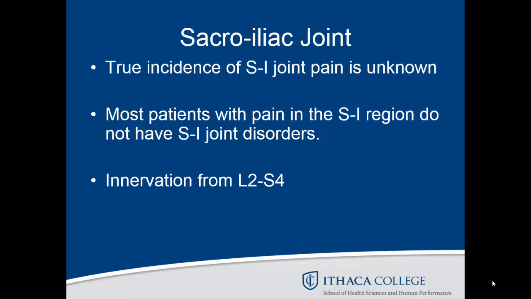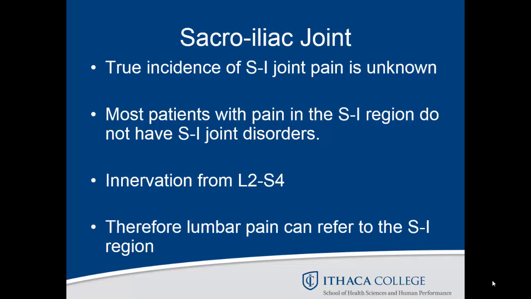One of the reasons that patients that have lumbar spine pain or dysfunction present with pain over the SI joint is the SI joint is innervated from the nerve roots L2 to S4. And so based on that, it's easy to see how a patient can have referred pain from the lumbar spine but be experiencing the pain in the buttock or SI joint region. And so lumbar spine pain can refer to the SI region or the buttock region.